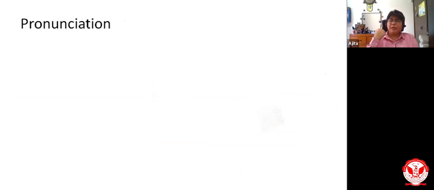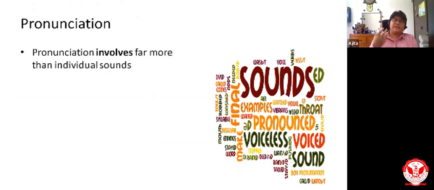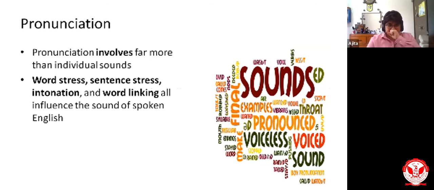Now, pronunciation involves sounds. These sounds are consonants and vowels. Like I said, we will be doing word stress. Sentence stress is not what we will be doing. We will do intonation and how we link words, because pronunciation involves all of this, especially word stress and intonation and voice modulation.